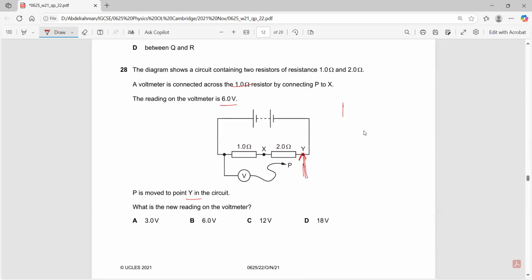So if you had 1 ohm and the voltage was 6 volts, now what happens if you have 3 ohms? It's a simple cross multiplication. This is what we call a potential divider. So 6 times 3 divided by 1 is 18 volts.